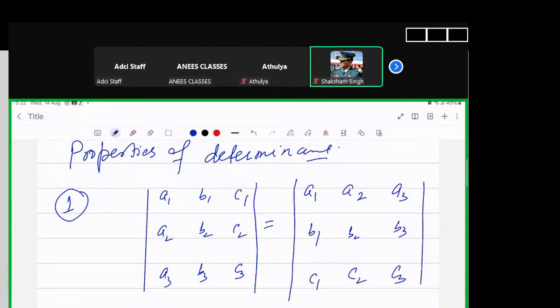Yes, sir. So the value of the determinant will not change. You have limited time, so I will not write a statement. I will write symbolic form. Okay. Is it okay, Saksham? Yes, sir.